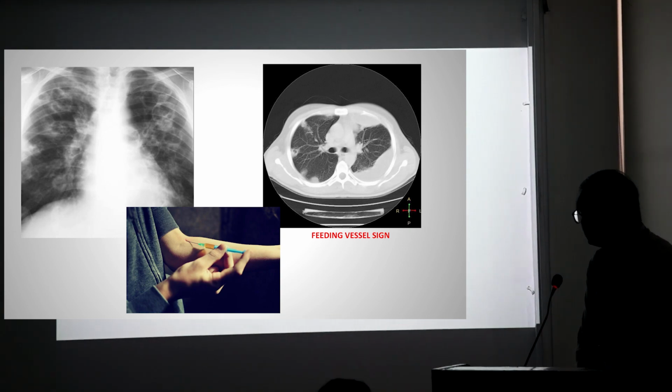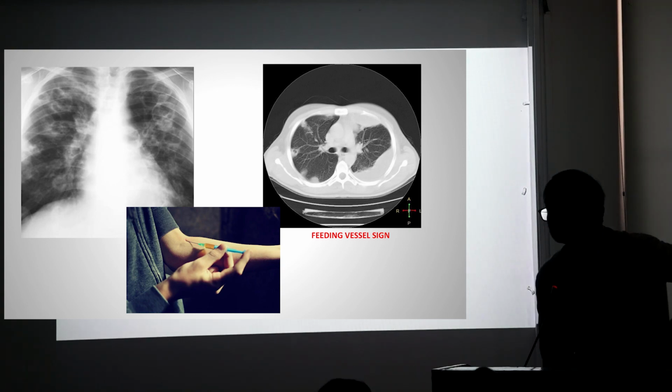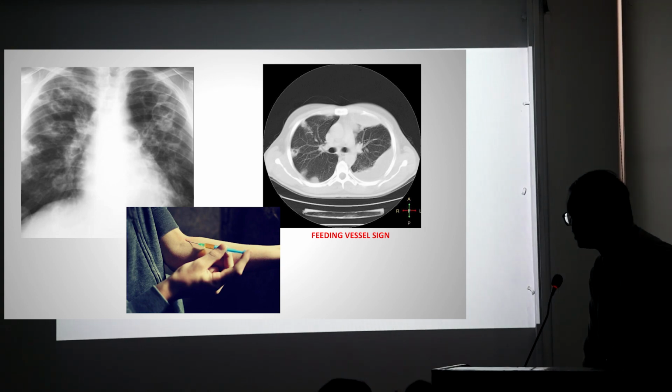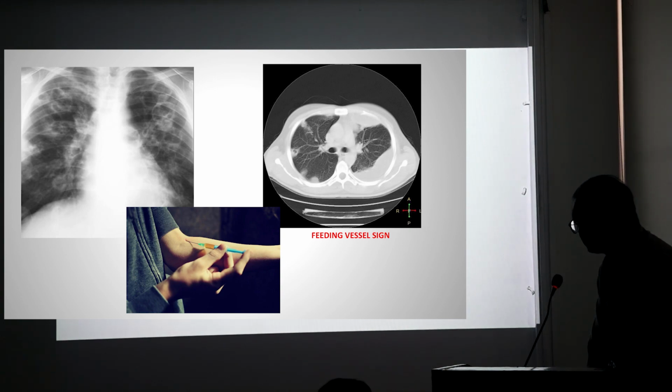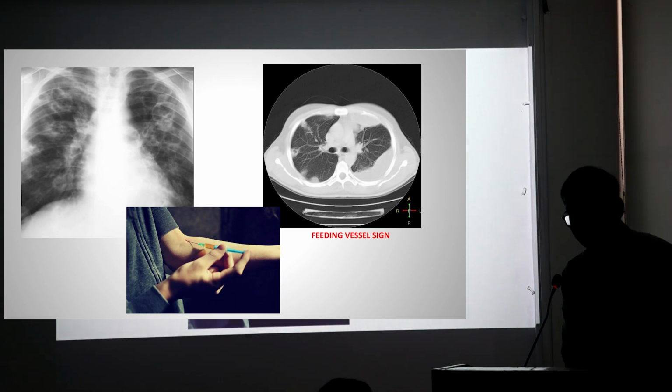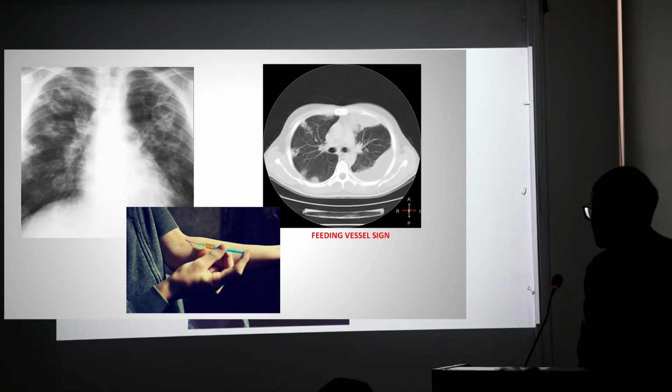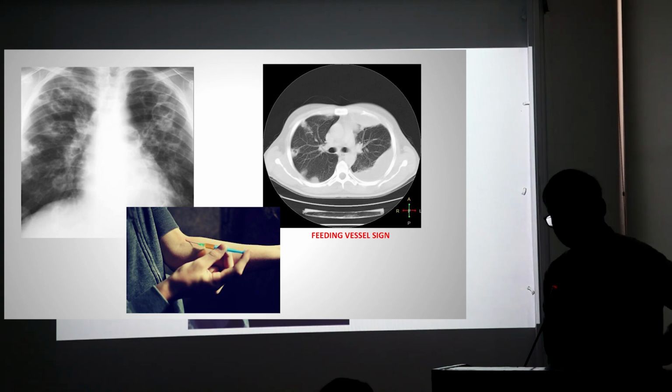Okay, so what can we see over here? Lots of round opacities, lots of cavitating opacities. I'll give you a little bit of history. He's an 18-year-old gentleman, into IV drug abuse, who landed up in the ICU with high grade fever, not subsiding with co-amoxiclav treated on an OPD basis. Now he's desaturating. So what will you think of?